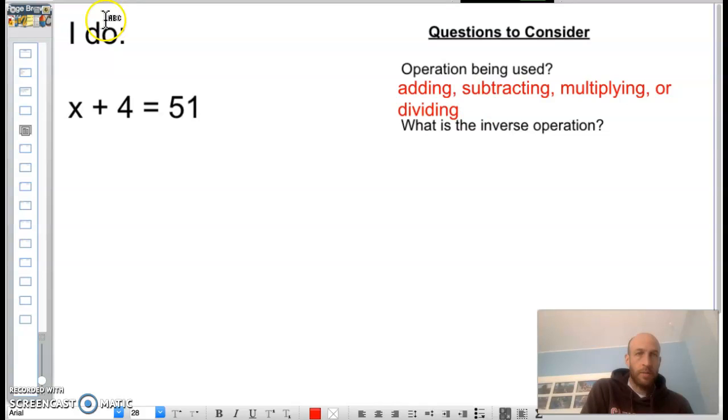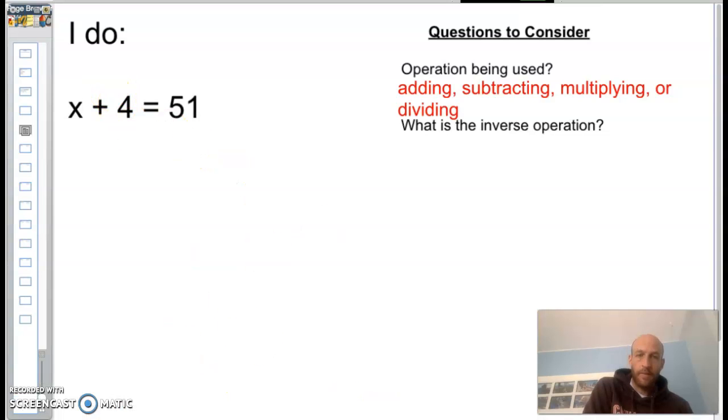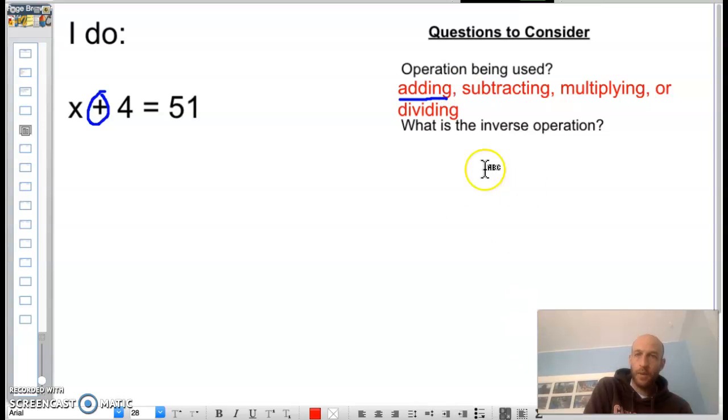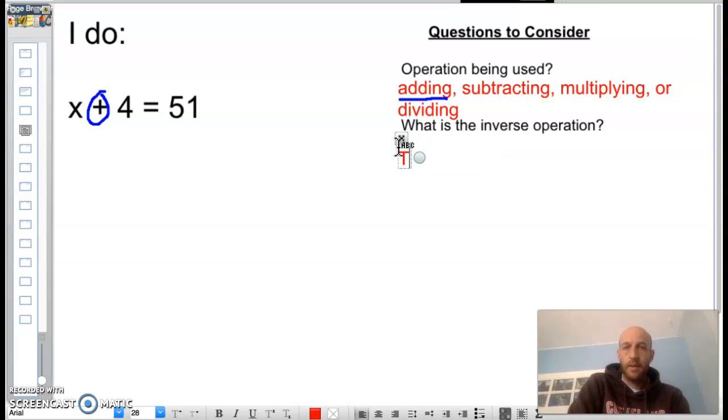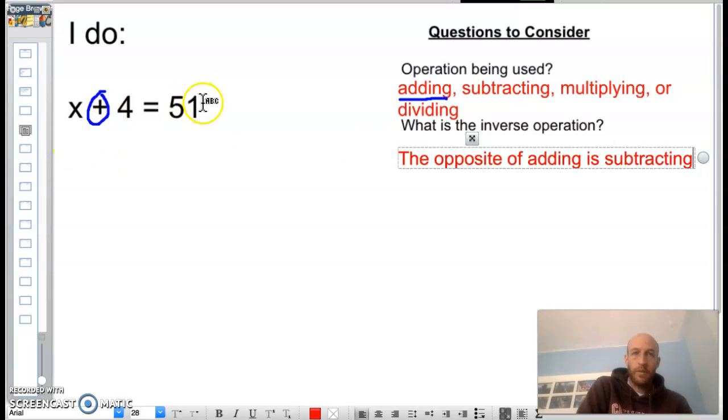Okay, so question number 1, x plus 4 equals 51. So some number, when I add it to 4, is 51. So my first question is, what operation are we using? Okay, the first operation we are using looks like we are using adding. So the second question is, what is the inverse operation? What is the opposite? Well, I know the opposite of adding is subtracting.